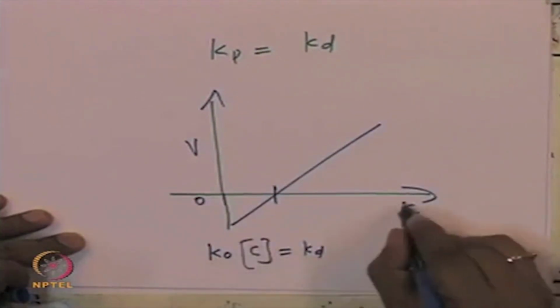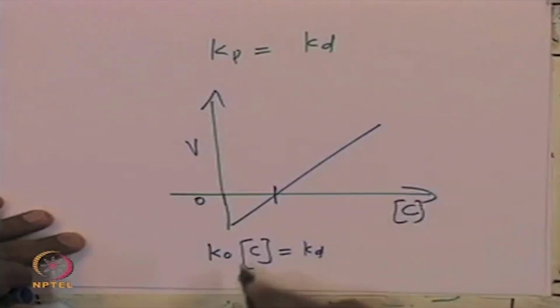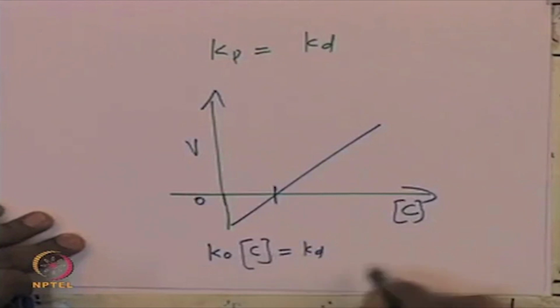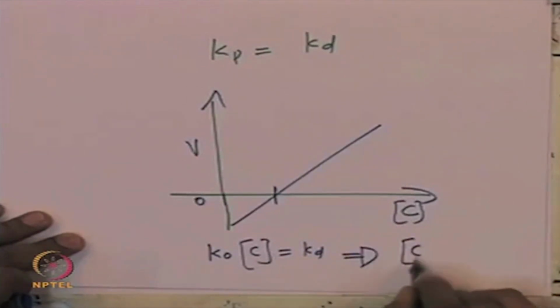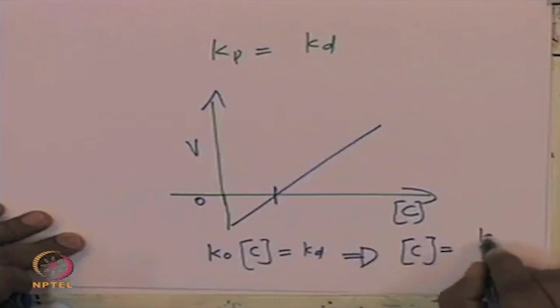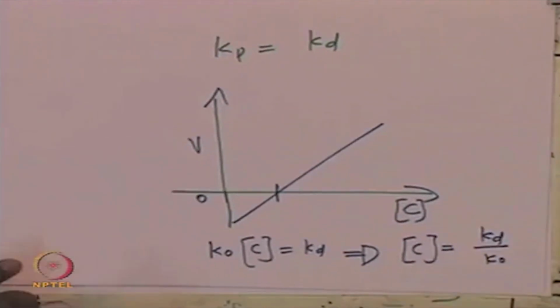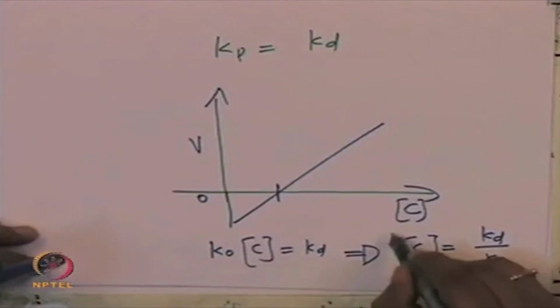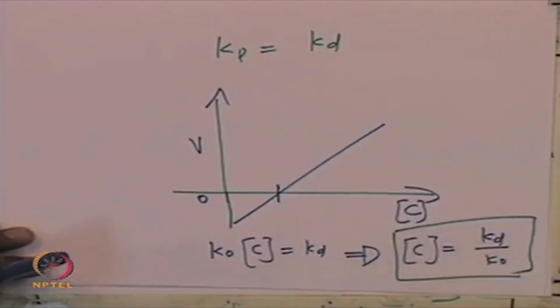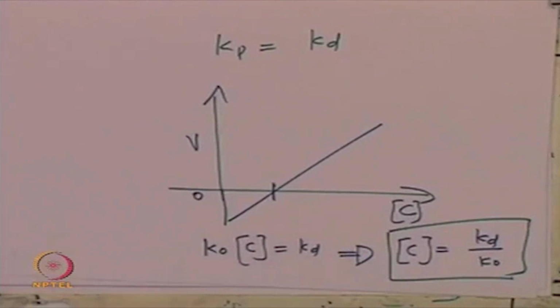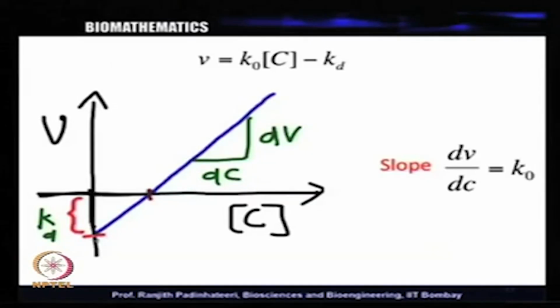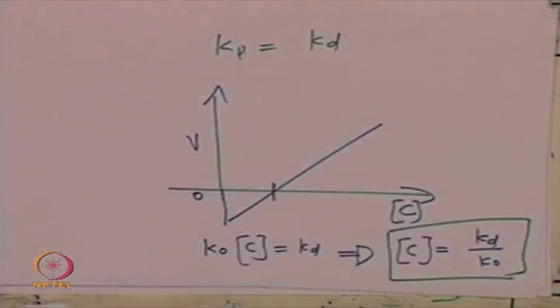So, C is the concentration. The concentration at which these are equal is Kd by K0. This is known as the critical concentration. Kd by K0 will give you the critical concentration. So, you can do two things: either you can find out Kd and the critical concentration, and from that calculate K0, or you can calculate the slope to get K0, and calculate Kd, and if you know Kd and K0, you can also calculate the critical concentration.